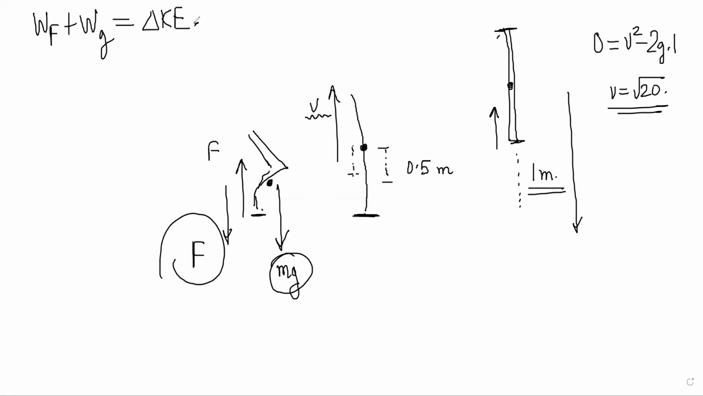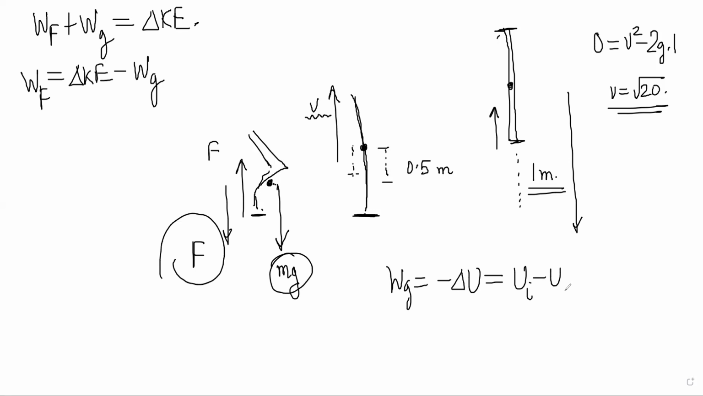So work done by force F is equal to change in kinetic energy minus work done by gravity. Work done by gravity from where to where? From the crouching position to the standing position. Work done by gravity is equal to the negative of change in potential energy, so it is U initial minus U final.